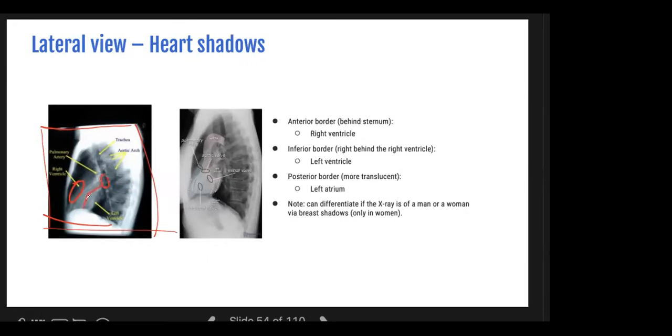In between is going to be what? The left ventricle. And then again, the far side is going to be the right atrium. So you can easily orient yourself based off posterior and anterior. Make sense? Yeah, that makes sense. Hopefully that's clear.